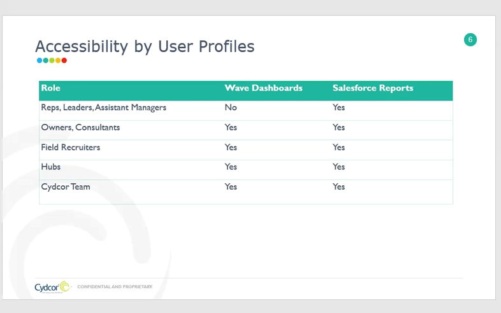I also wanted to talk a little bit about who will have access to what. I just want to point out that reps, leaders, and assistant managers will not have access to Wave. As an ICL owner, you'll have control over what you want to expose to your reps to better drive them. Owners, consultants, recruiters, and hubs will have access to Wave and Salesforce reports, as well as your partners back here at the SIDCOR team.